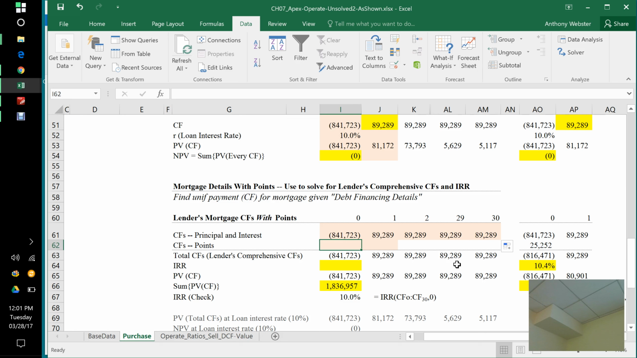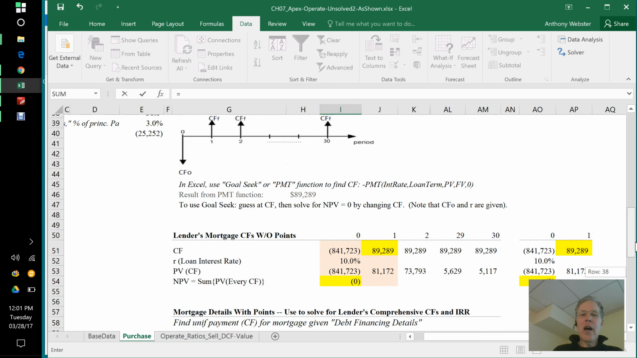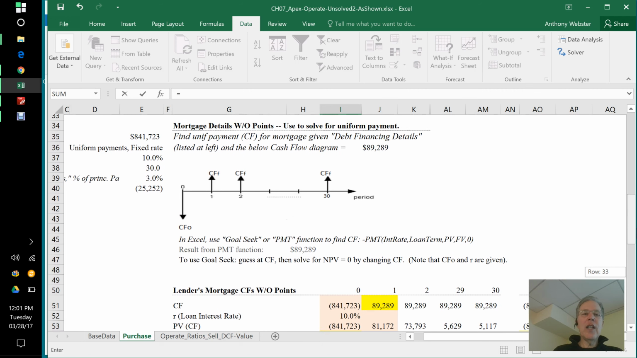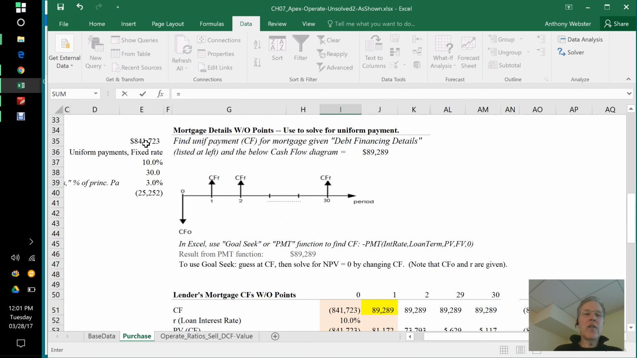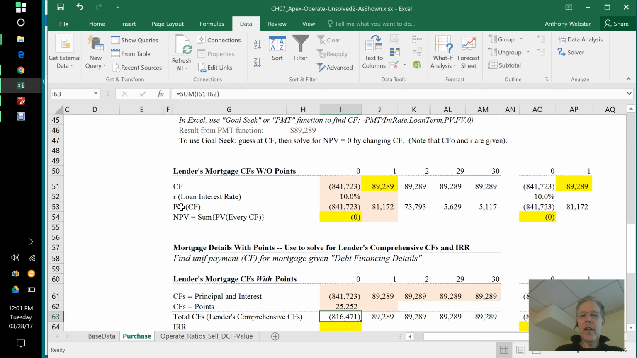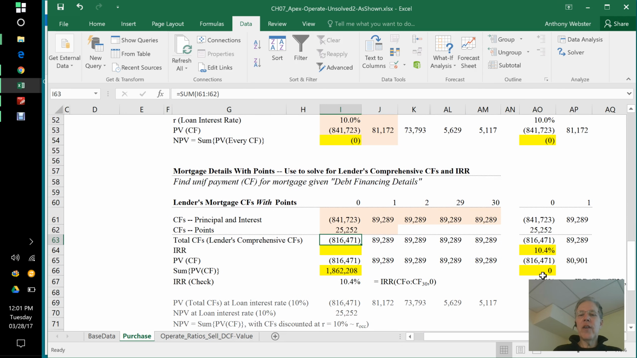Our agreement in this case is that the upfront fees or points are going to be 3% of the principal loaned, okay? So I'm not going to hard code that in either. I'm going to say, where is the amount loaned? Here's my amount loaned, and I'm going to say times that 3%, okay? And that gives me my 25,000.